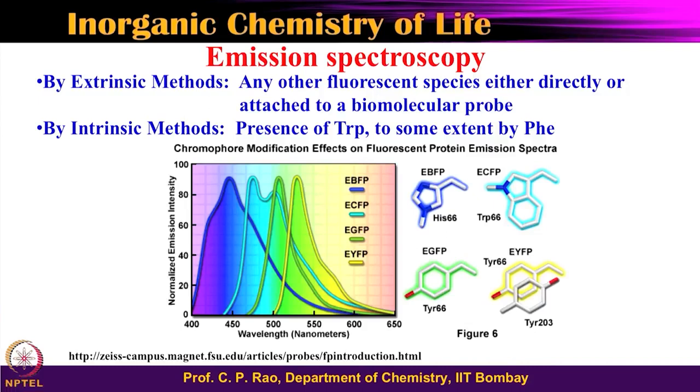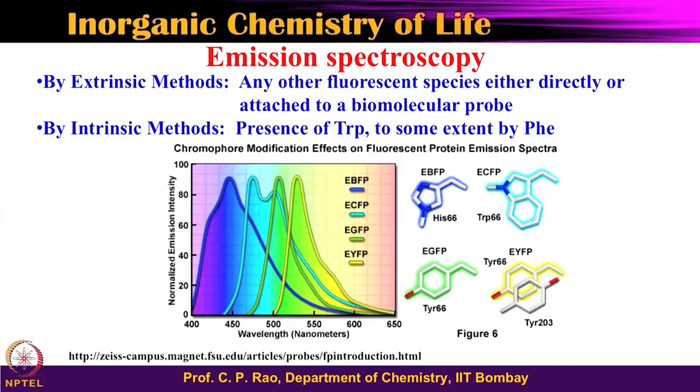In the case of biological systems, fluorescence spectroscopy can be used primarily for those species which can be easily electronically excited. For example, those amino acid residues having aromatic side chains. We have already seen these aromatic side chains. You have them in histidine, phenylalanine, tyrosine, tryptophan, etc. So, we have looked at all of these. That means all of these are very well suited candidates for studying their fluorescence spectroscopy.